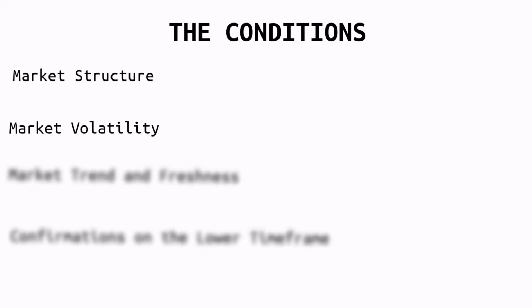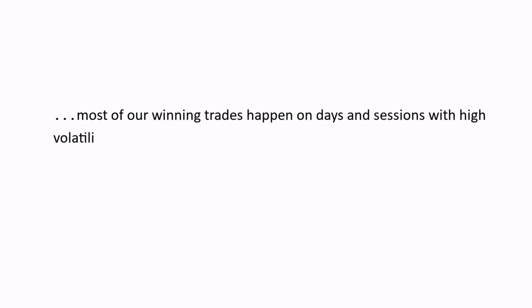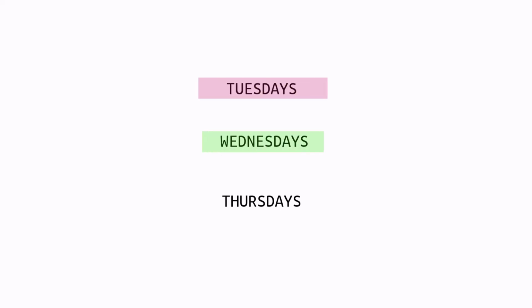Volatility is how much the price moves around, how much it fluctuates. When we looked at the result of our trading, we noticed that most of our winning trades happen on days and sessions with high volatility. Usually, the first and the last days of the trading week can have lower liquidity. Liquidity, again, is how easily assets can be bought and sold. That's why you will often find that the majority of winning trades happen in the midweek, Tuesday, Wednesday, Thursday.